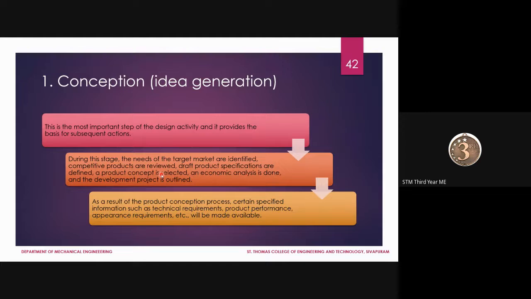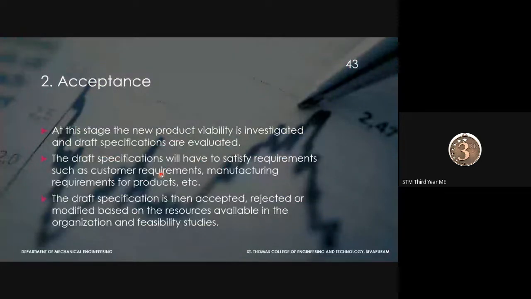we will be creating a product, sorry, a product design, and that comes under the conception or idea generation. Then under the acceptance stage, we are looking at whether the product design satisfies all the conditions or requirements stated under the conception stage. And if the specification that is drafted is satisfied, then we will accept it, or it will be rejected and modified. And if it cannot satisfy in any way, it is completely rejected. So that comes under the acceptance stage.